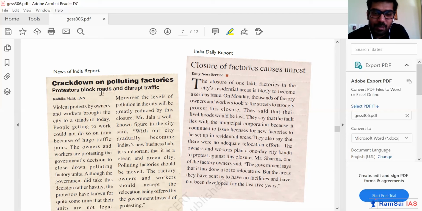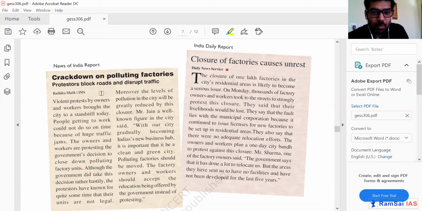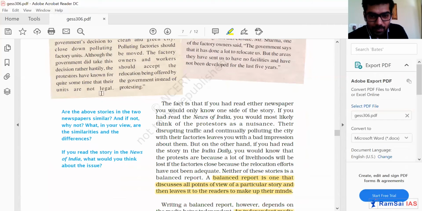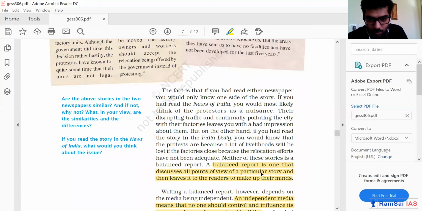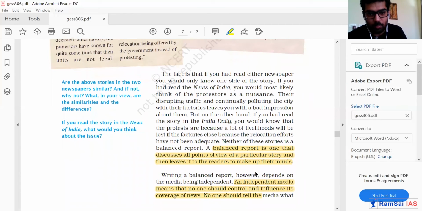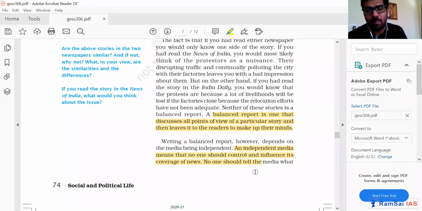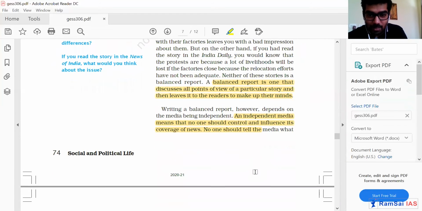So the same incidents are described differently by two different media outlets depending on their vested interests. This is what is discussed: a balanced report is one that discusses all points of view of a particular story and then leaves it to the reader to make up their mind. As I told you, this is how it should be, but then rarely is it happening.